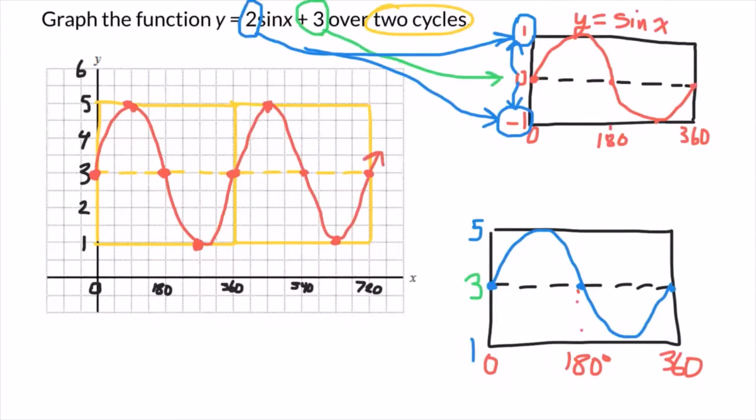And I could repeat this for any number of cycles just by copying and pasting that box that I have in yellow. And you can even take this function and go backwards into the negative x values.